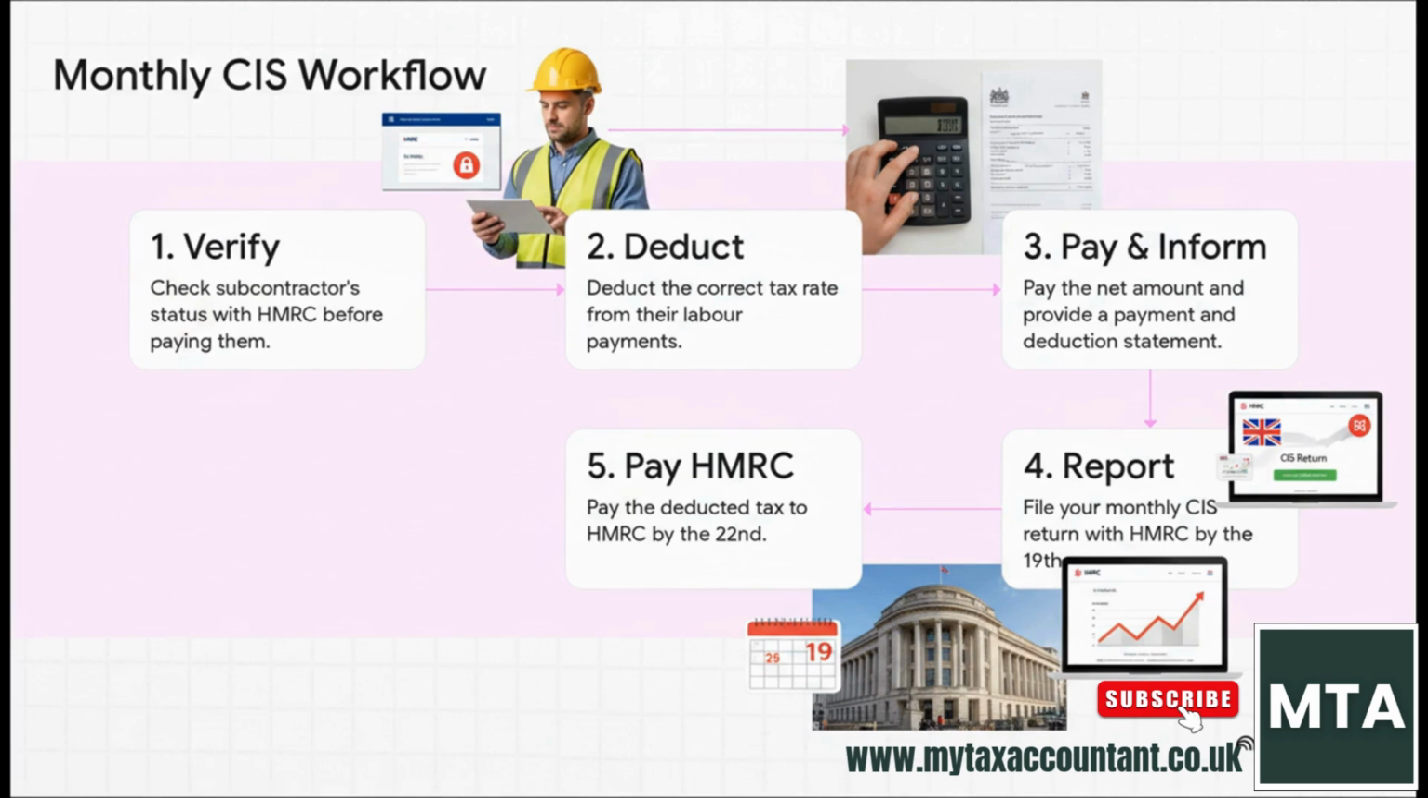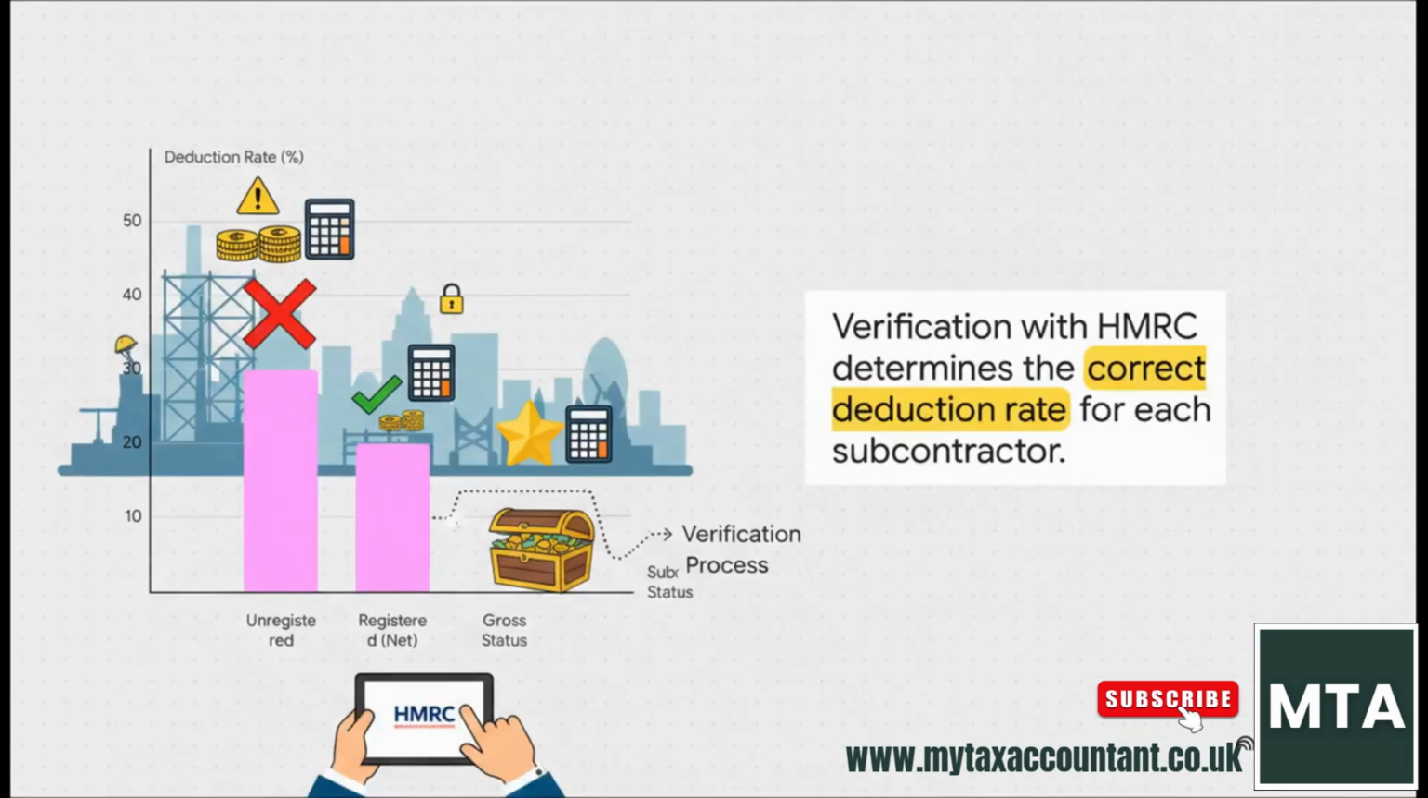Fourth, you file your monthly return by the 19th. And finally, you pay all that deducted tax over to HMRC by the 22nd. It's a strict routine, month in, month out. And this is exactly why that first step, verifying your subbie, is so important. The amount you have to deduct can be wildly different. If your subcontractor isn't registered for CIS with HMRC, you have to take off a massive 30%. If they're registered, it's the standard 20%. And if they have something called gross payment status, which we'll get to in a minute, you deduct nothing, zero. Getting this wrong can cause massive cash flow problems for everyone involved.